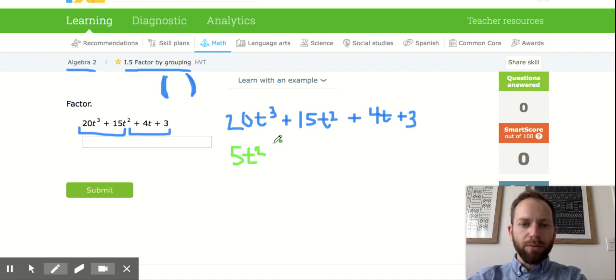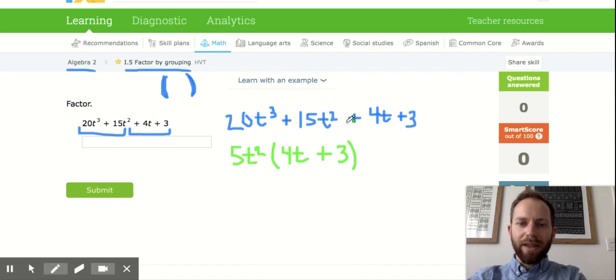So what do I multiply by 5t squared to get 20t cubed? I would be multiplying by 4, because 4 times 5 is 20, and t, because t times t squared is t cubed. And then I want to do the same thing for the second term. 5 times what is 15? Well, 3. And t squared times what is t squared? Nothing, right? Just 1. So I can just leave that.